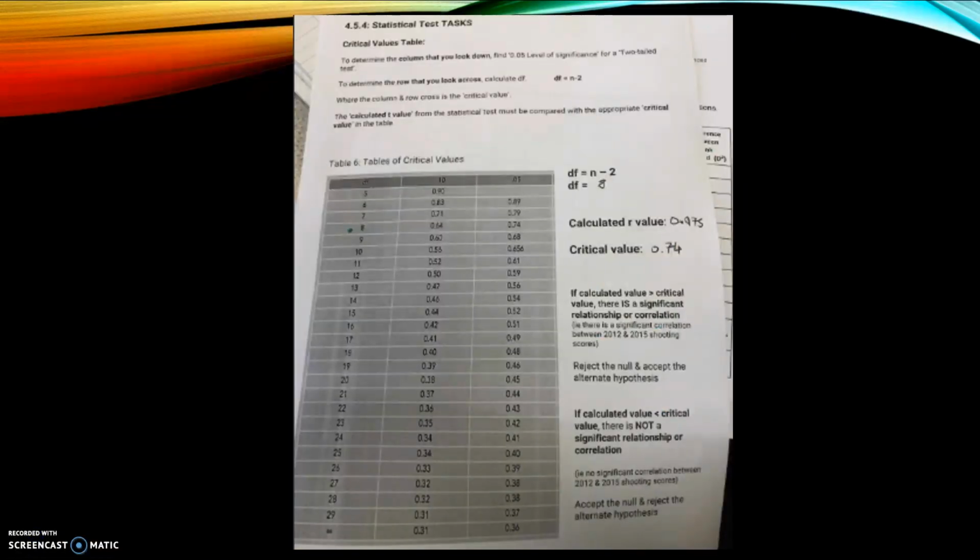0.975. And then here we use a critical value table with the degrees of freedom equaling n minus 2. So we have 10 players that were recorded minus 2, which is 8. So you look down the 8 column of degrees of freedom at 0.05 level of significance, which gives you a critical value of 0.74. And our calculated R value is bigger than the critical value. So again, we accept the null hypothesis and results are not statistically significant. However, there could of course be still some practical significance.